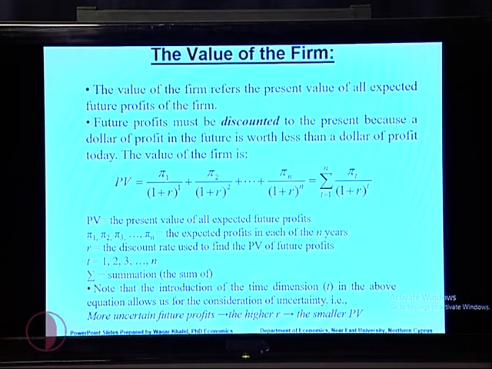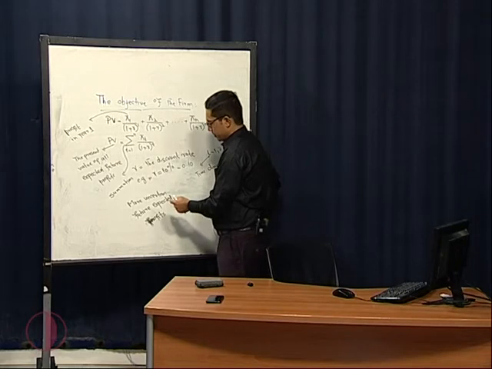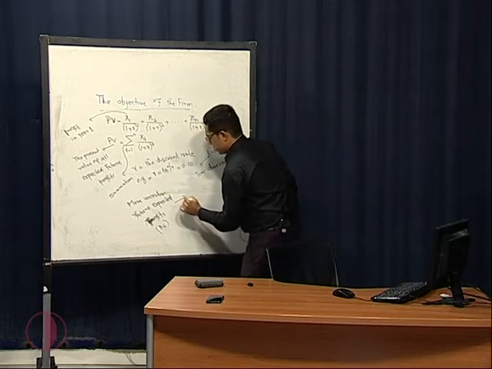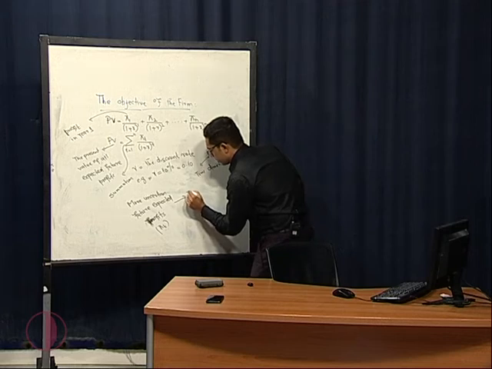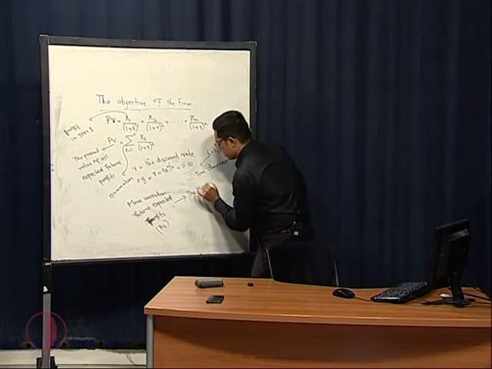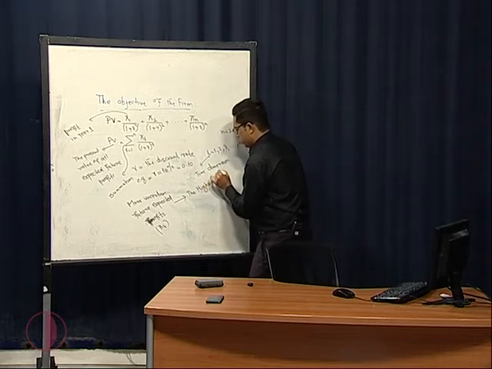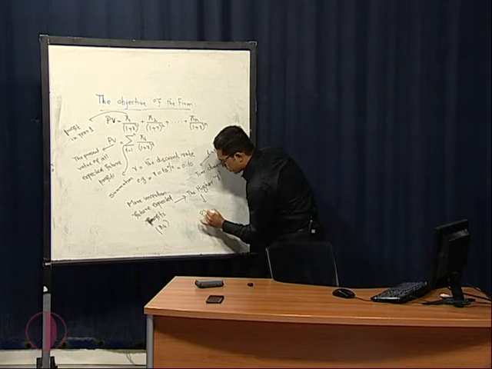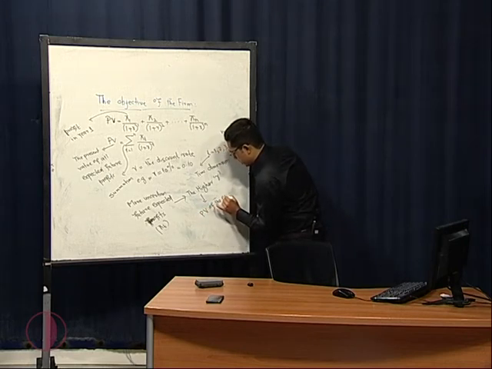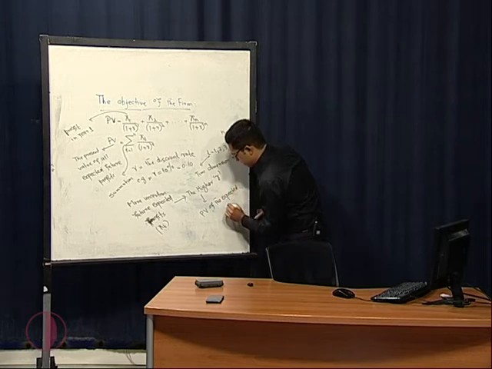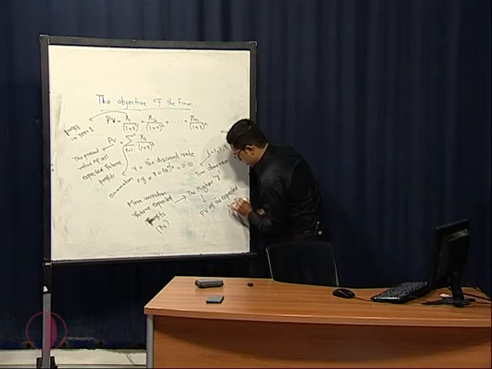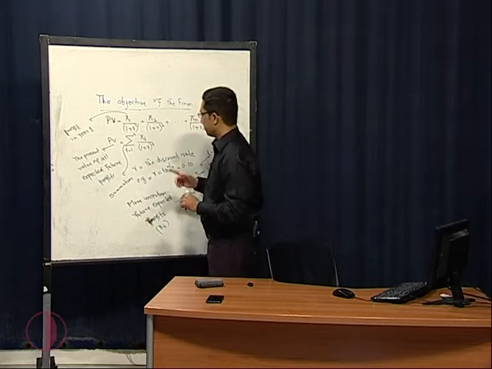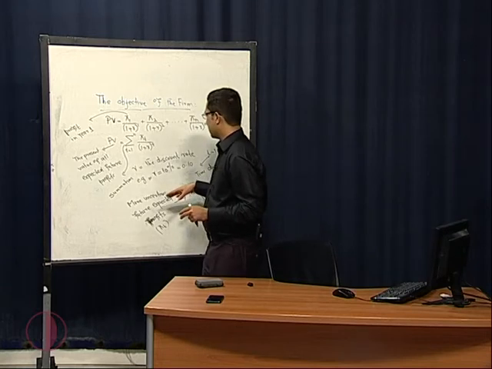if the future expected profits that the firm will earn are uncertain, for example, I am talking about pi t, then the firm will use a higher discount rate, which is R. If the discount rate is higher, it means that the present value of the expected profits is low. So, the basic objective of the firm is to maximize the future value.